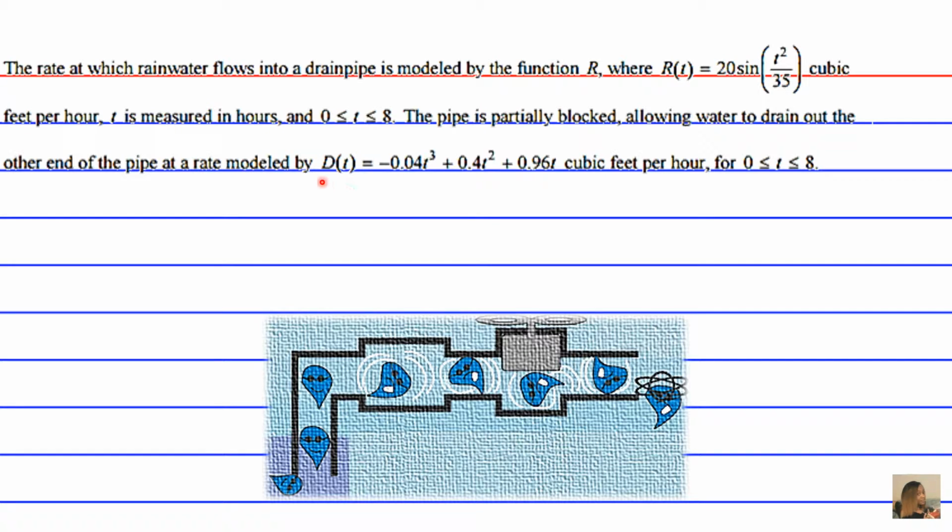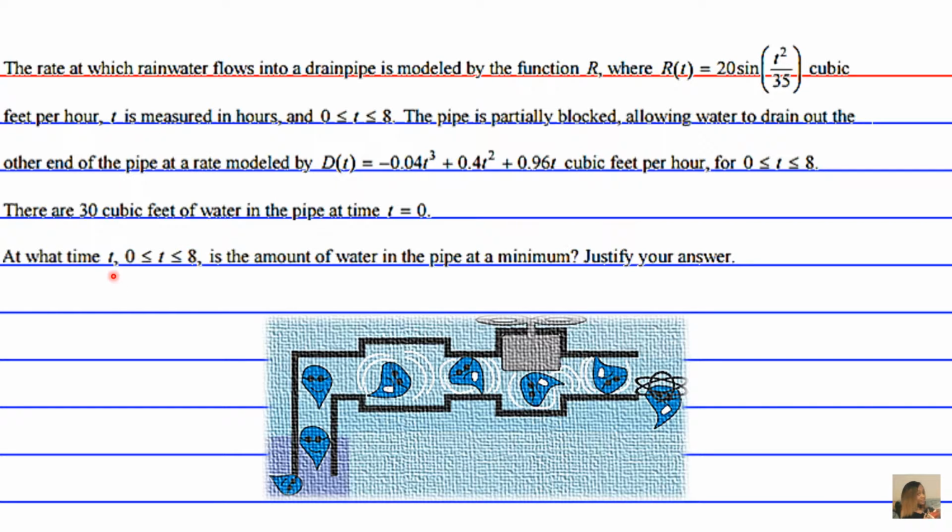rate modeled by d of t is equivalent to negative 0.04 t cubed plus 0.4 t squared plus 0.96 t cubic feet per hour, for t, again, greater than or equal to 0 hours and less than or equal to 8 hours. Also, there are 30 cubic feet of water in the pipe at time t equals 0.